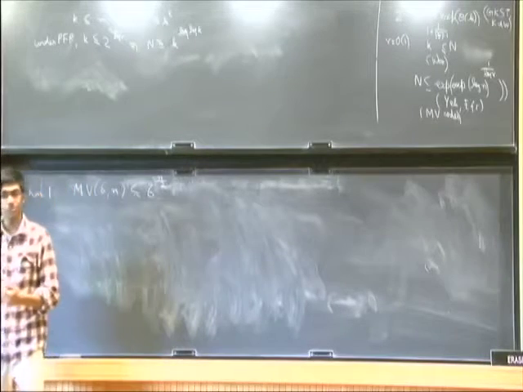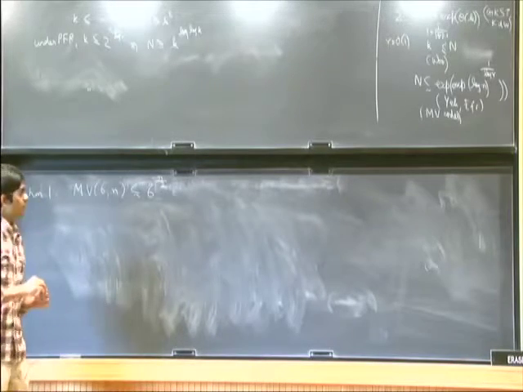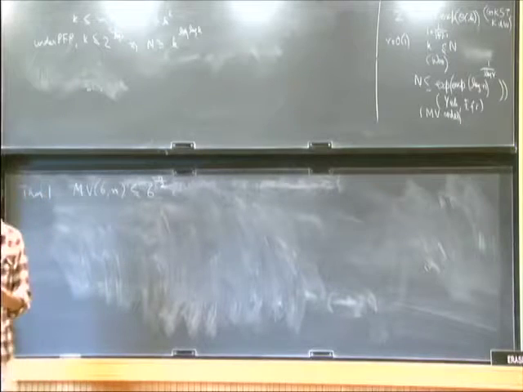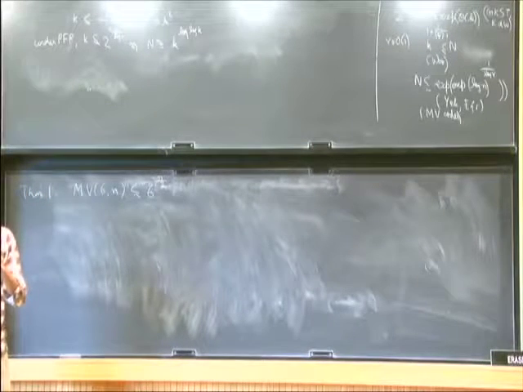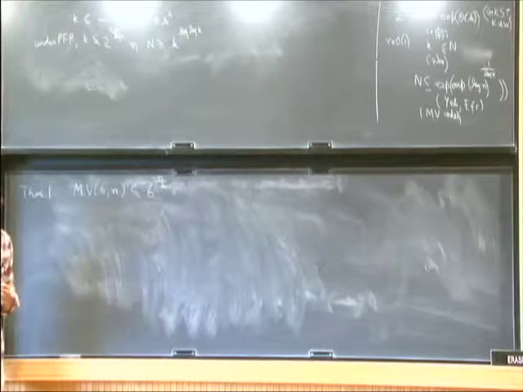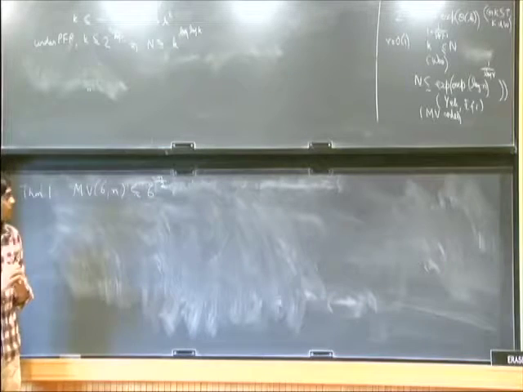So the intuition comes from 2 source extractors. Let's say u and v were subsets in Z2 to the n. Now you know that if the size of u times size of v is large enough, then the inner product of small u and small v, where u is drawn from capital U and v is drawn from capital V, would be close to uniform.